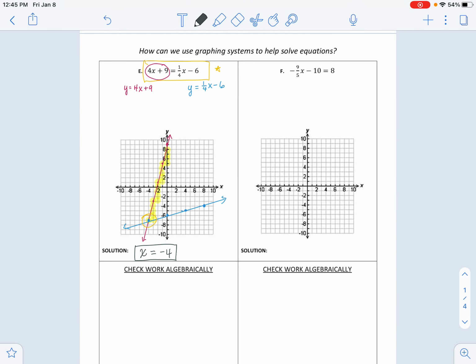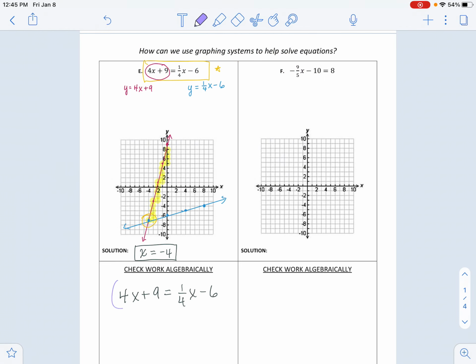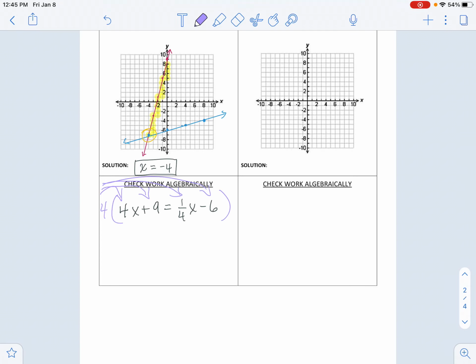So solving it algebraically, 4x plus 9 equals 1/4 x minus 6. So this is the same equation but solved graphically. Since I have a fraction, I'm going to get rid of that fraction by multiplying everything by the denominator. So if I multiply every term by 4, then I would get the equation 4 times 4x, 16x. 4 times 9, 36. 4 times 1/4 x would be 1x. And 4 times minus 6 would be minus 24.